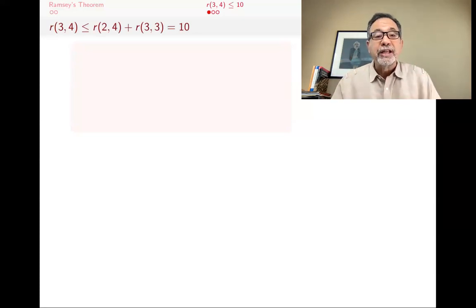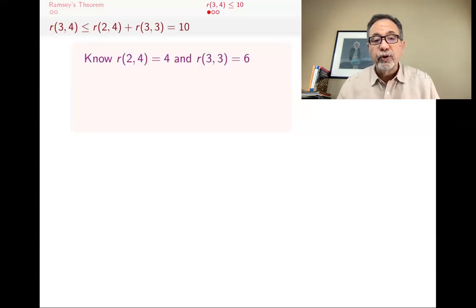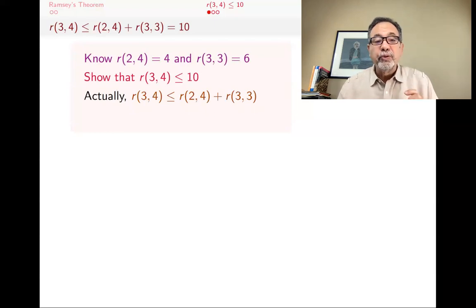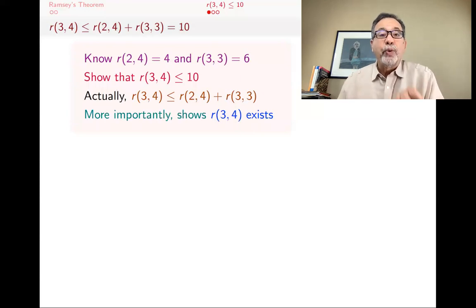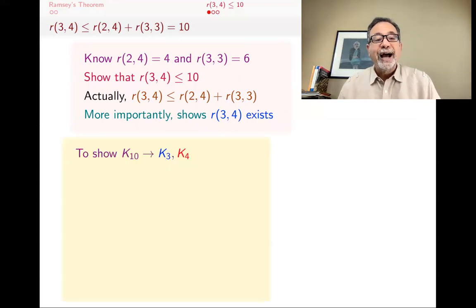There is some number that works. And in particular, I'm going to prove that it's less than or equal to 10. So again, we know that R(2,4) is 4 and R(3,3) is 6, and we want to show that R(3,4) is less than or equal to 10. Actually, what we will be showing is that R(3,4) is less than or equal to R(2,4) plus R(3,3). We're going to be bootstrapping what we know, R(2,4) and R(3,3), to show that R(3,4) is less than or equal to their sum. In particular, R(3,4) will be a finite number and exists, as Ramsey's theorem predicted. So this is our way of showing that it exists, by showing that there's a finite number that will work. So how do we show that R(3,4) is less than or equal to 10? Well, what we have to show is that K_10 arrows to K_3 or K_4.